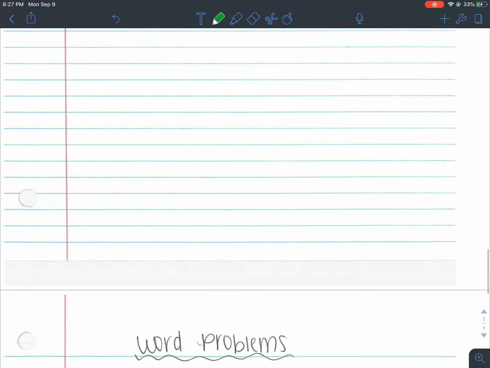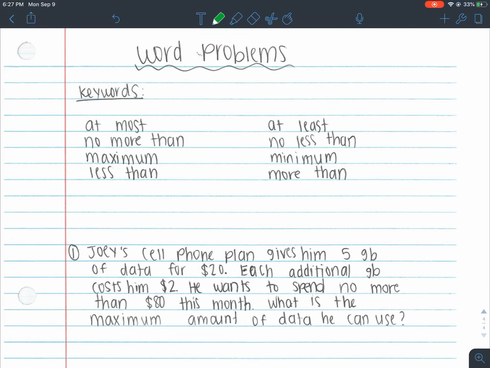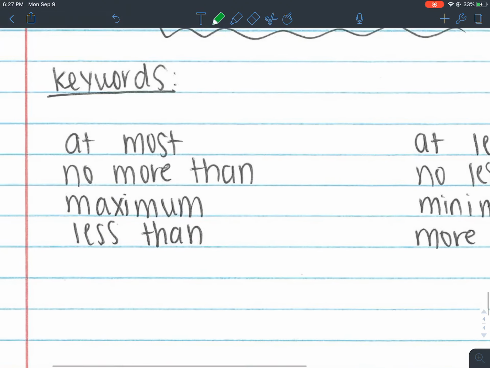All right. Now we have some word problems. This is the last section of the notes, just one problem. We have some keywords. We have at most, no more than, maximum, less than, at least, no less than, minimum, and more than. So we have lots of keywords here, and these are keywords that are going to indicate what type of inequality signs we need. So let's talk about this.